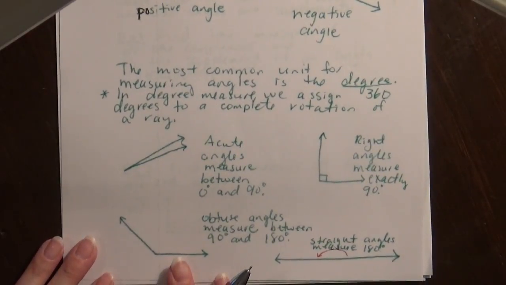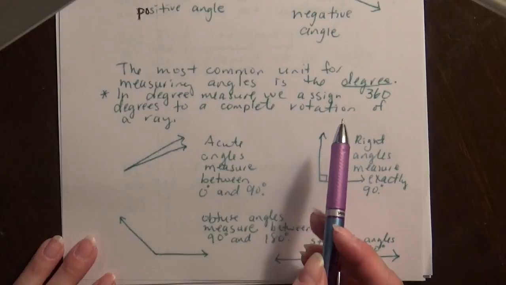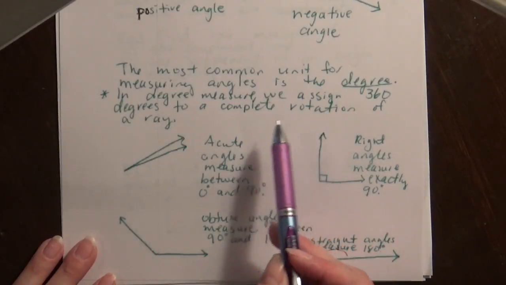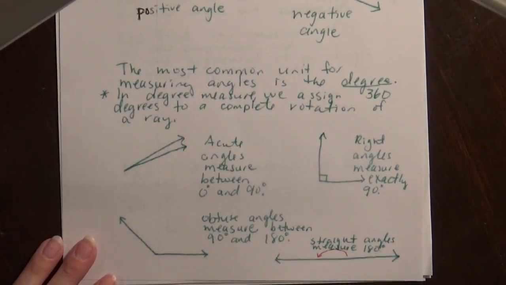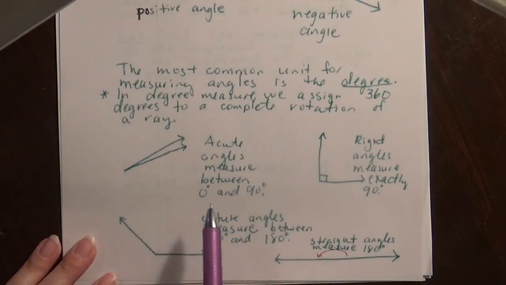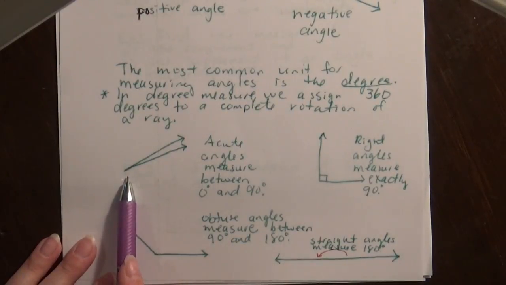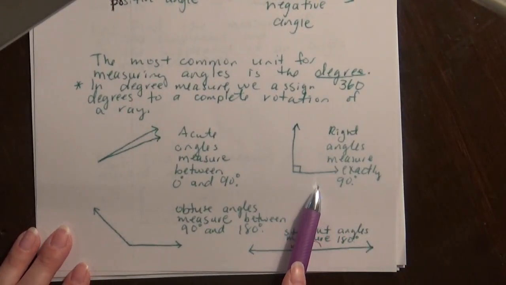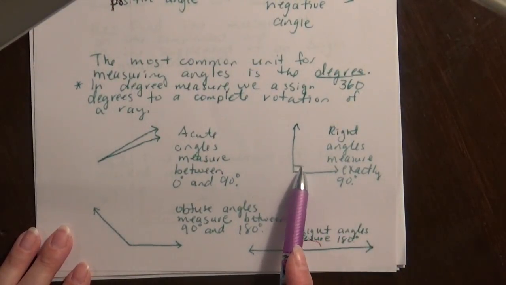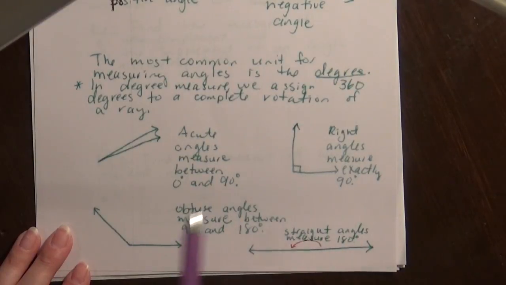The most common unit for measuring angles is the degree. In degree measure, we assign 360 degrees to a complete rotation of a ray. So you know from geometry that the circle has 360 degrees. Same idea here. Acute angles would measure between 0 and 90 degrees. A right angle measures exactly 90 degrees, and of course it's going to have this little square to indicate it's a 90-degree angle. Obtuse angles measure between 90 and 180 degrees. And straight angles measure 180 degrees.